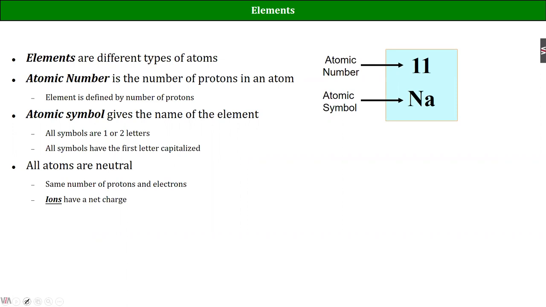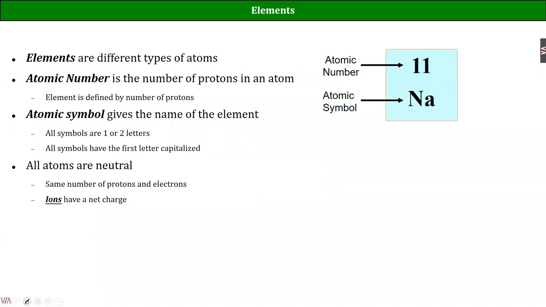W for tungsten, because tungsten was discovered almost simultaneously in England at the time and in Germany. And so they settled on the Germans get to pick the symbol for it and the English get to pick the name for it. So the English picked tungsten. The German word for tungsten is wolfram. So W for the symbol.